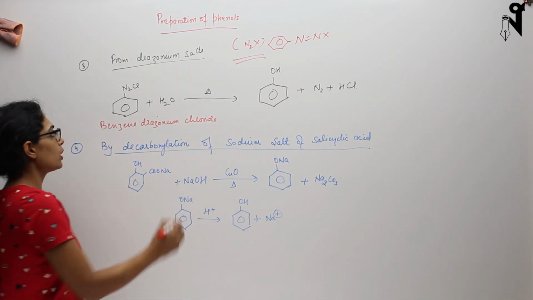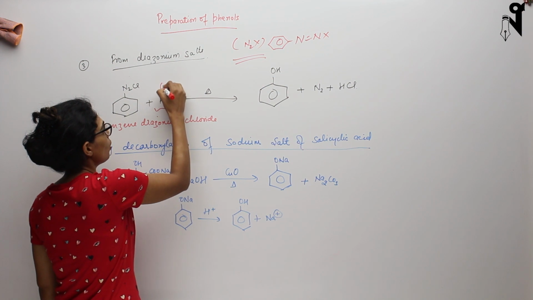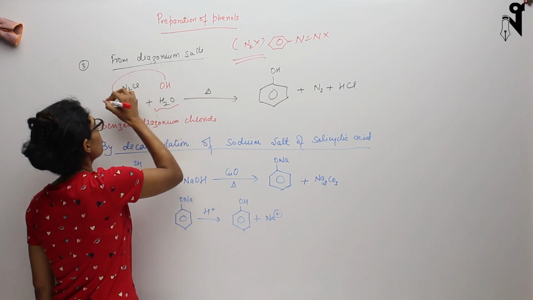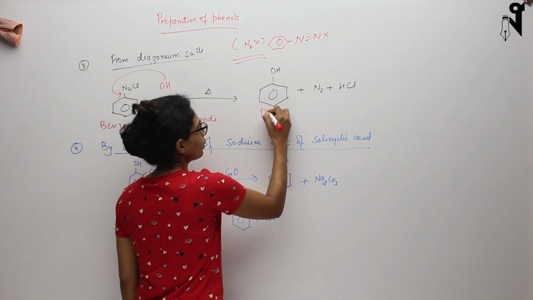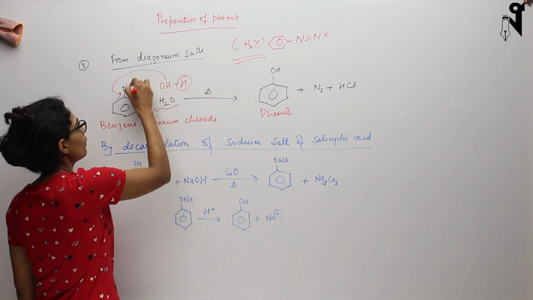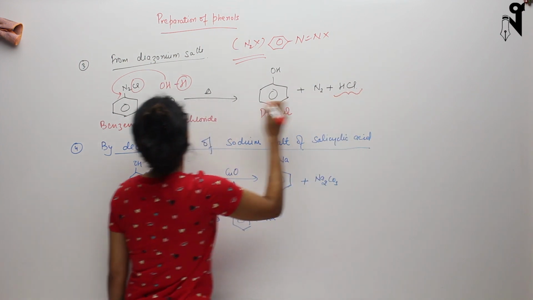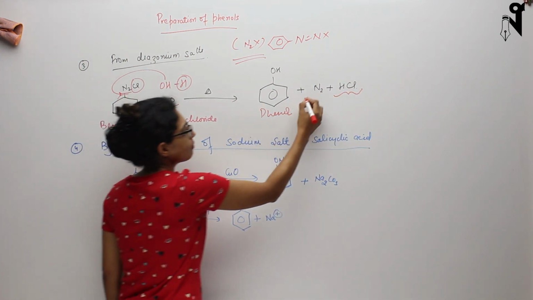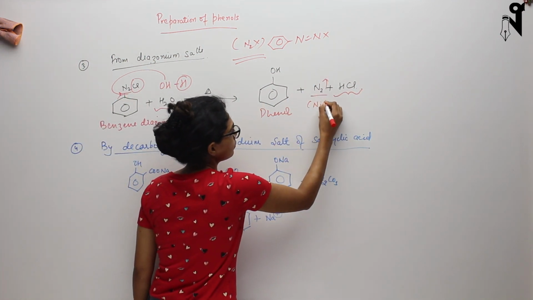So this water, what will this water do? From this water, OH will go and replace this N2Cl. So you will get a phenol. One of the hydrogens will go along with the chlorine to form HCl, and the nitrogen will come out as nitrogen gas.